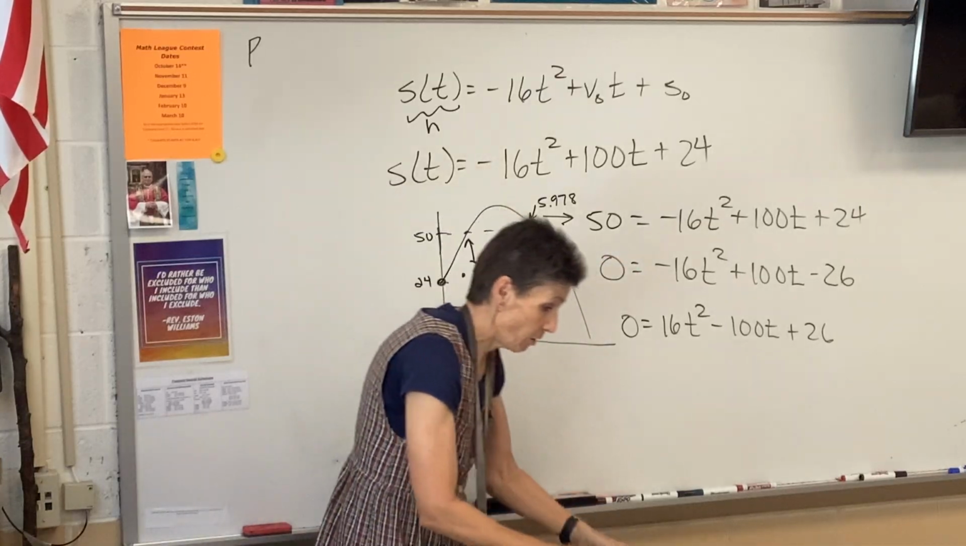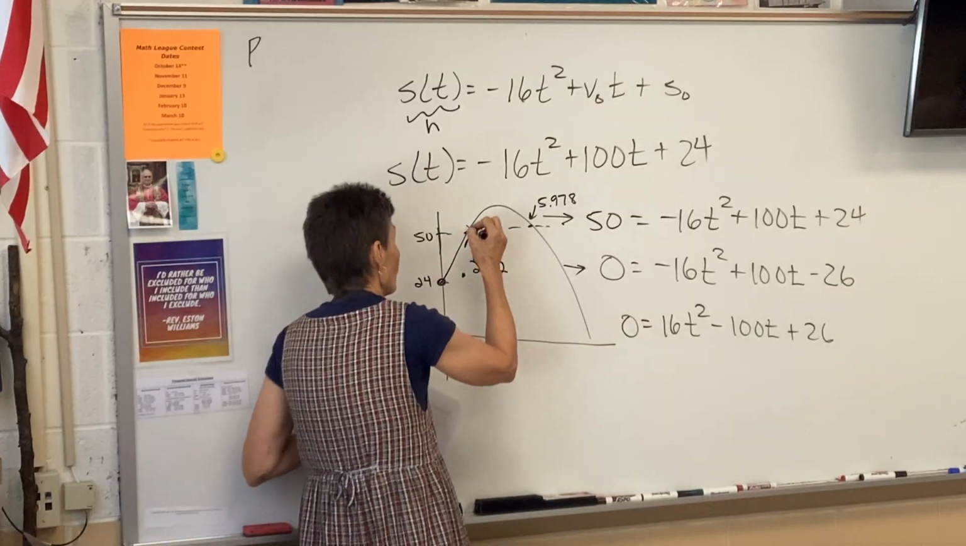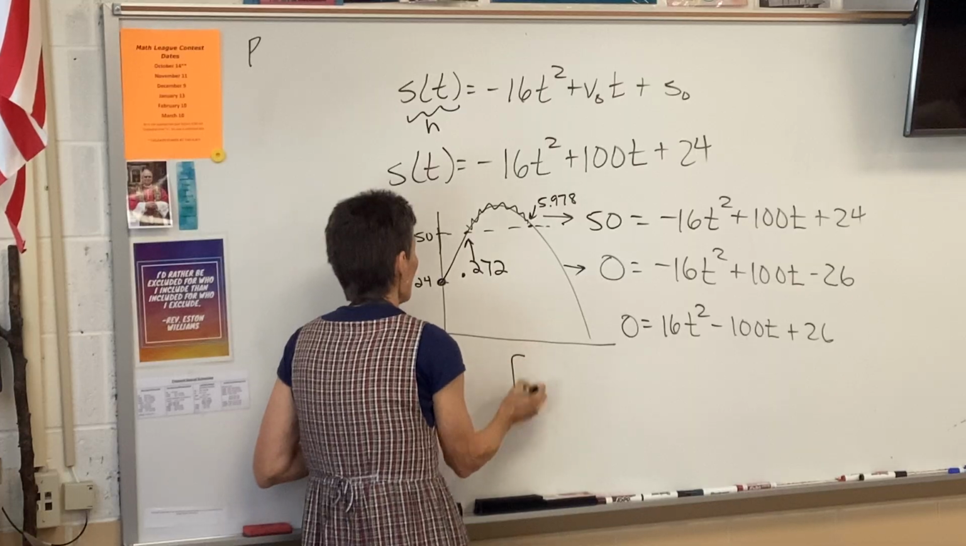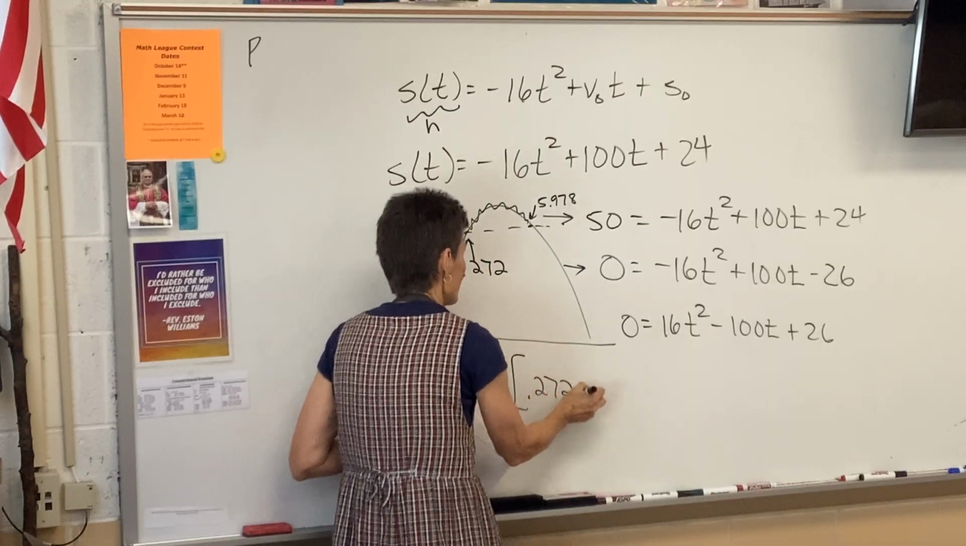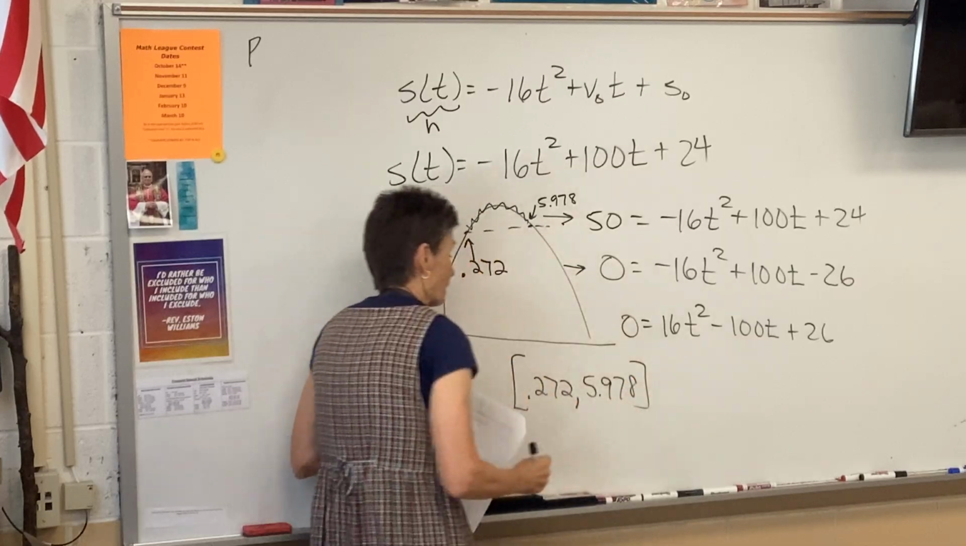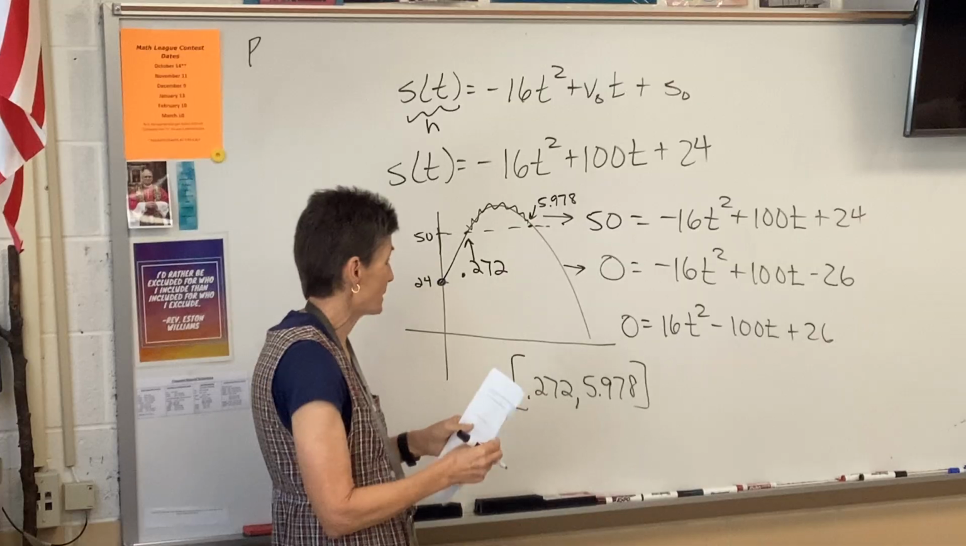When is the ball at least 50 feet above the ground? Wouldn't that be all of this area right here? So the answer to that question would be 0.272 to 5.978. Everything in between and including those 2 points.